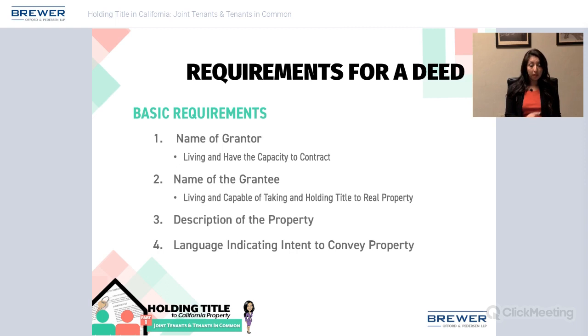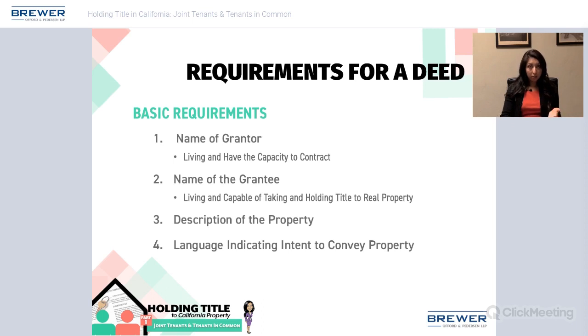So that example I provided has the grantor's name, has the grantee's name, provides a description of the property, which is the common address plus the legal description attached to Exhibit A, and then the language indicating conveyance, which is grants. John Doe grants Jane Doe. So those are just the 4 basic requirements. Each deed needs to have those in order to be a valid deed.